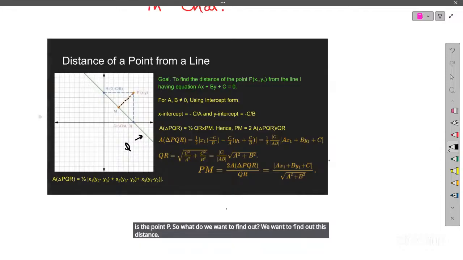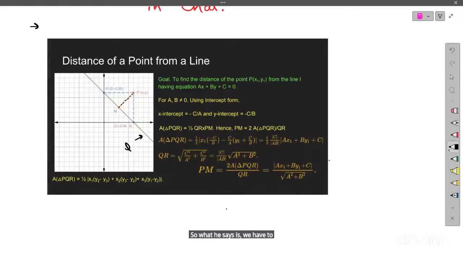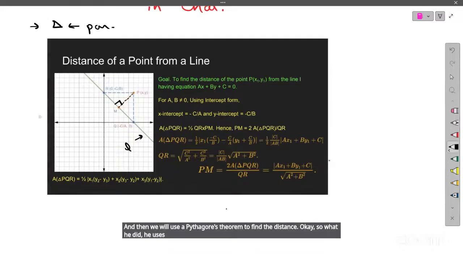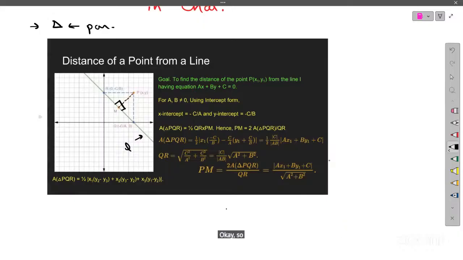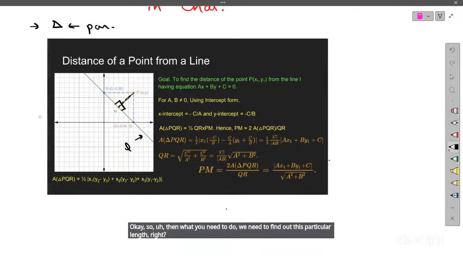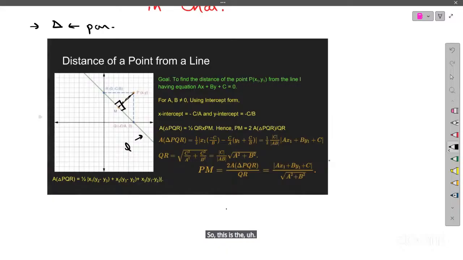What he says is we have to use the idea that we will make a right angle triangle first, and then we will use the Pythagoras theorem to find the distance. So he uses this first right angle triangle and this is the second right angle triangle. Then we need to find this particular length, which is the base of each right angle triangle.